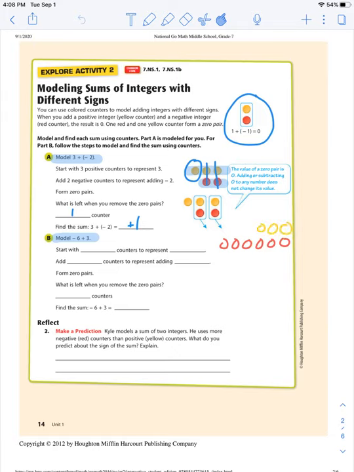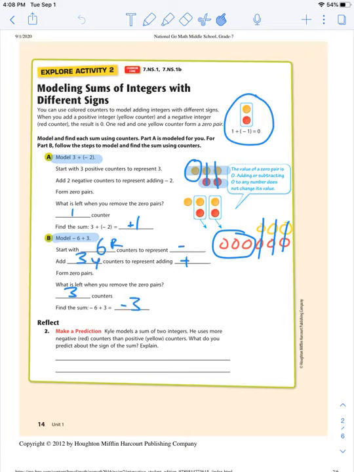Then I go through my counters and I find 0 pairs. So when there's 1 yellow and 1 red, we cross them off. We're left with 3 red. And because they're red, we say that's negative 3.